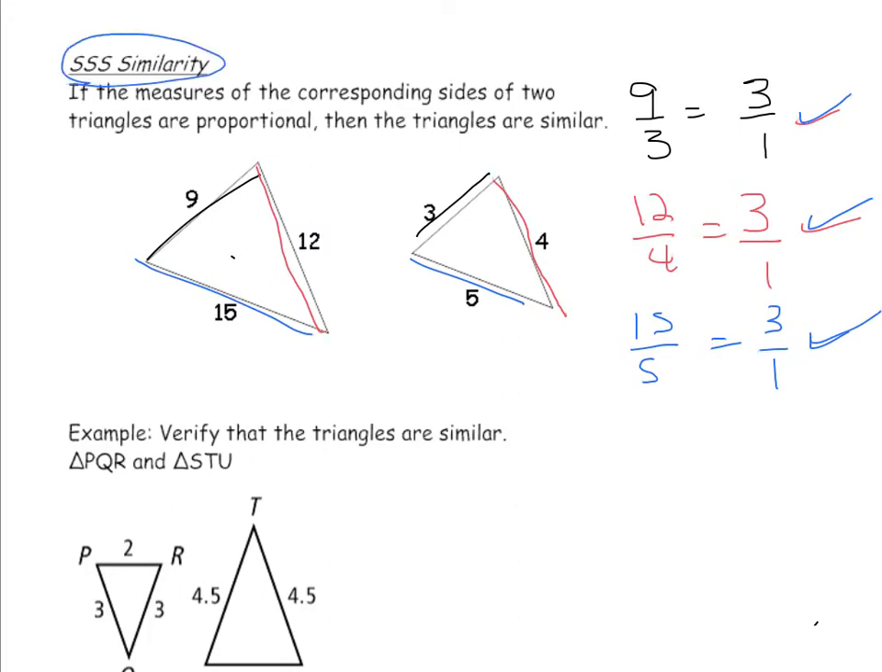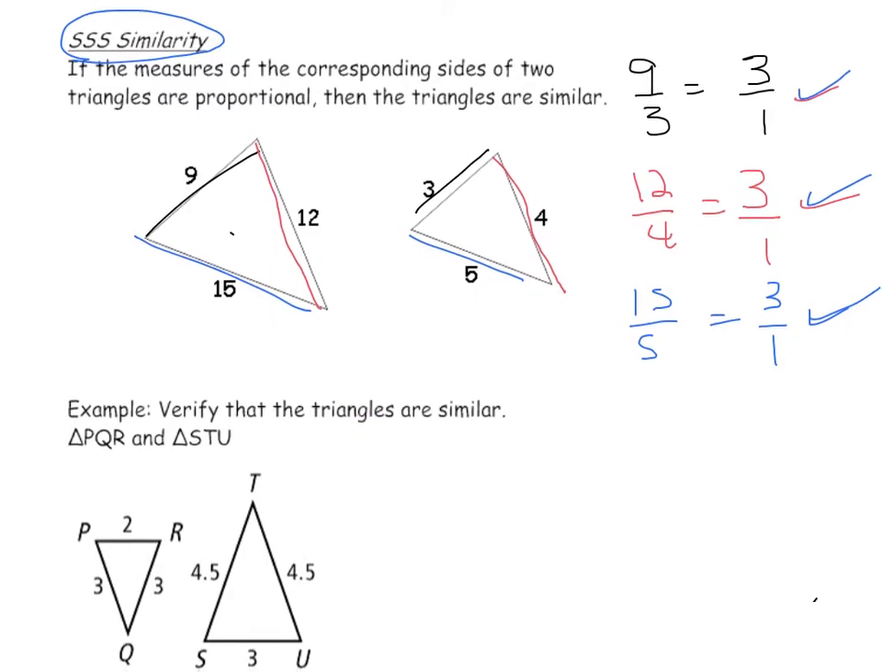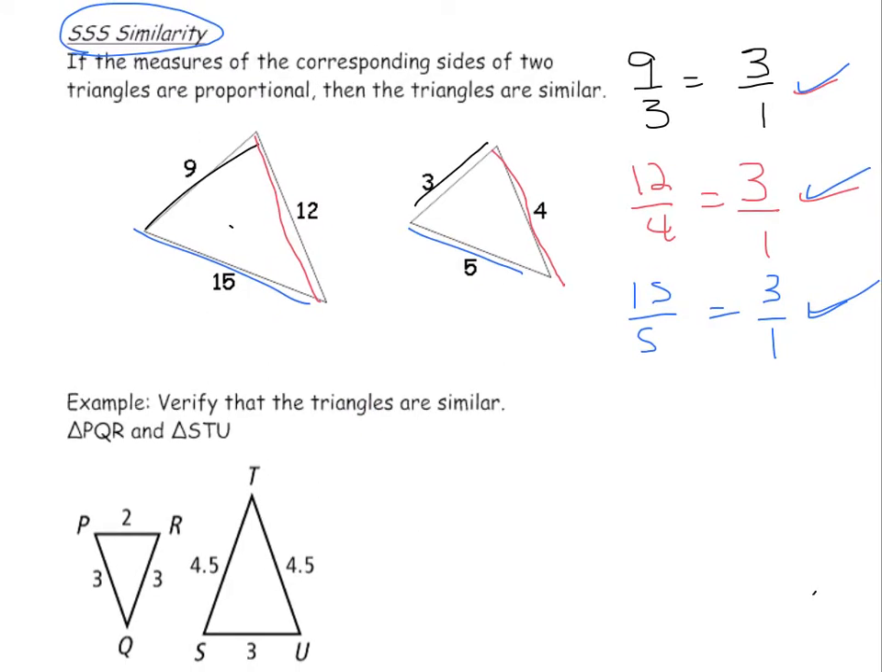So now, you're going to get examples that ask you to verify that the triangles are similar, just like we did before, okay? So now let's take a look. Let me see if I can move this up for you. There we go. We have our sides matching up. It tells you that triangle PQR and then STU. So let's look here.